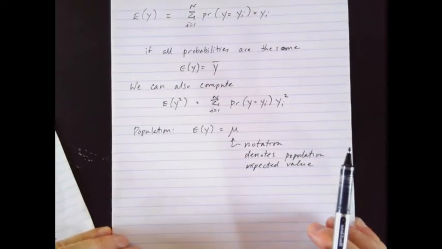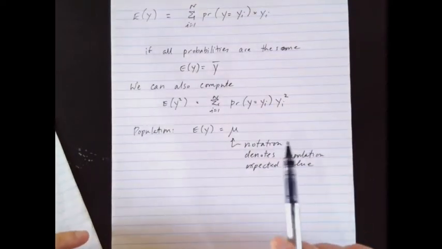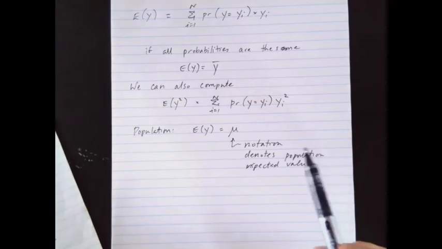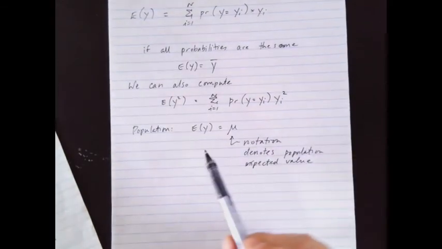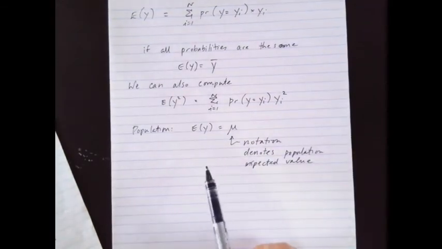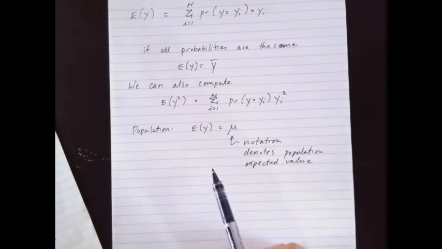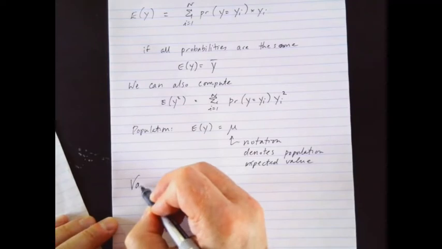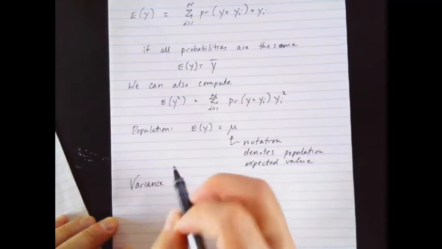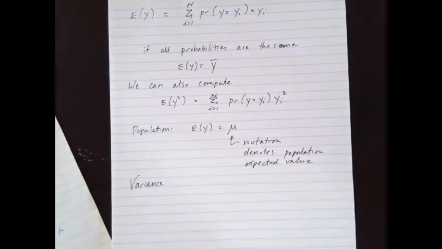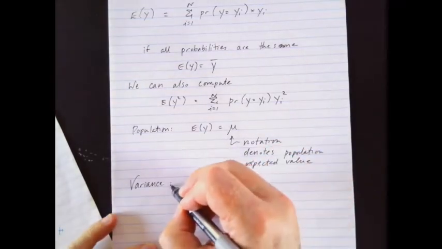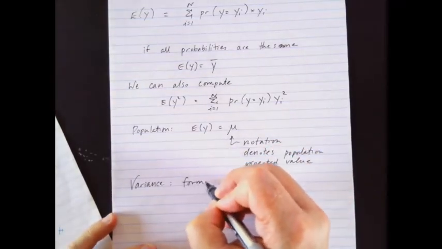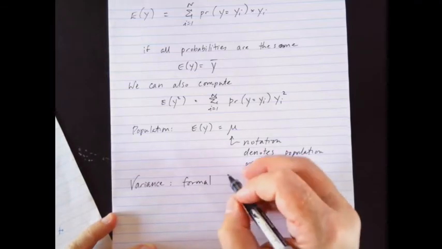It's not always the case that the expected value equals the mean, but when the difference matters, we'll try to remember to use the term expected value rather than the mean. Now, the variance. I've already given you the formula for a sample variance. Now let me tell you where it comes from, the formal definition.